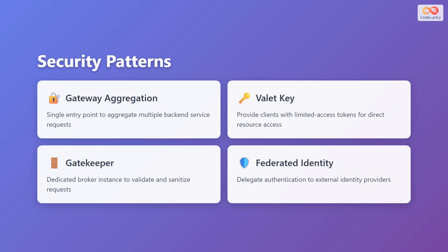Security patterns protect your applications and data. Gateway aggregation provides a single entry point that aggregates multiple backend service requests, reducing the attack surface. Valet key provides clients with limited access tokens for direct resource access, eliminating the need to route everything through your servers. The Gatekeeper pattern uses a dedicated broker instance to validate and sanitize all incoming requests. Federated identity delegates authentication to external identity providers like Google or Microsoft, simplifying user management while enhancing security.